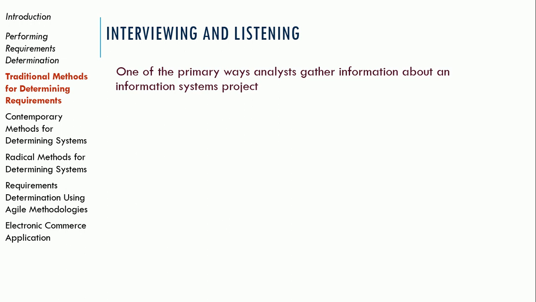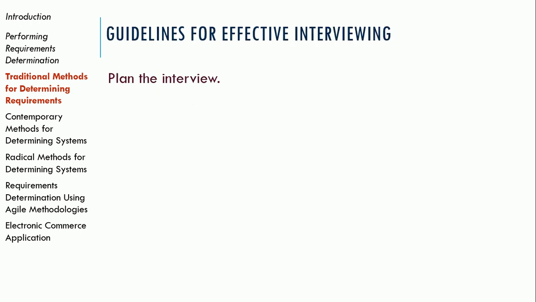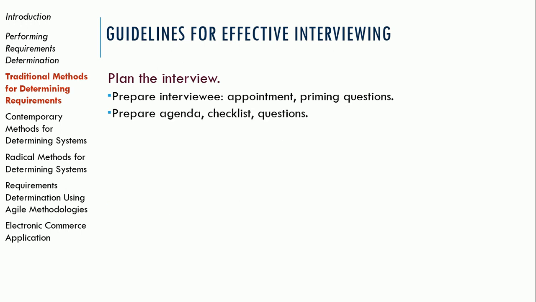So interviewing is probably the first thing and one of the primary ways that we're going to gather information. This is kind of our first step into trying to determine the requirements. So an interview guide is basically a document that we use for developing, planning, and conducting that interview. So basically, if we're going to conduct an interview, you want to plan ahead. Make sure that you prepare the interviewees, know what you're going to ask them about. Maybe give them any priming questions ahead of time so that they're prepared. Maybe they need to gather additional information for you. You're going to have an agenda so they know what to expect, what you're going to be asking.